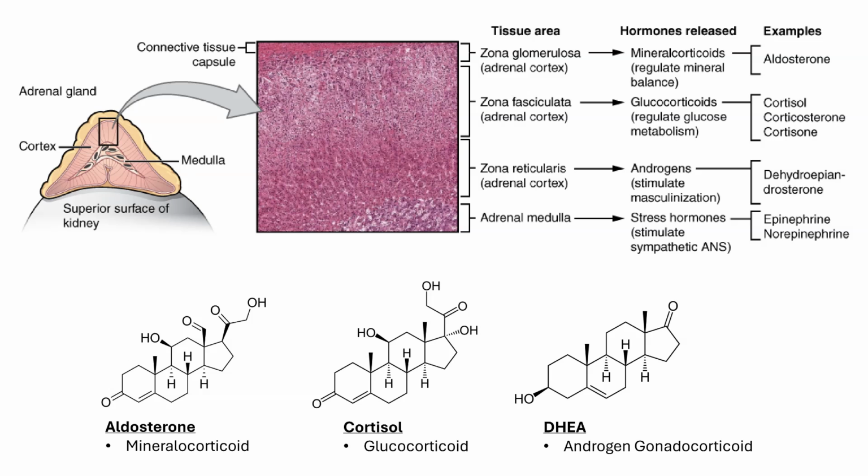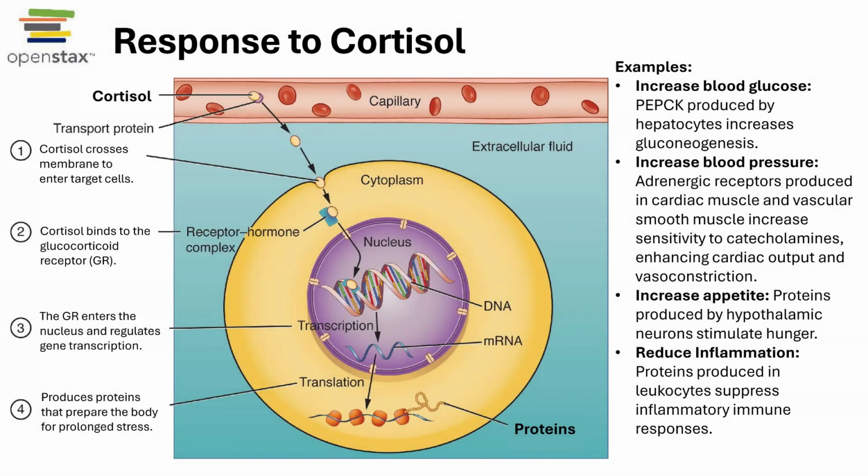Because these steroid hormones are lipid-soluble, they diffuse directly across the plasma membrane. Now we will focus on cortisol as an example to study in more detail. Cortisol crosses the plasma membrane and binds to intracellular glucocorticoid receptors. The hormone receptor complex then enters the nucleus and alters gene transcription. This leads to the production of proteins that prepare the body for prolonged stress.